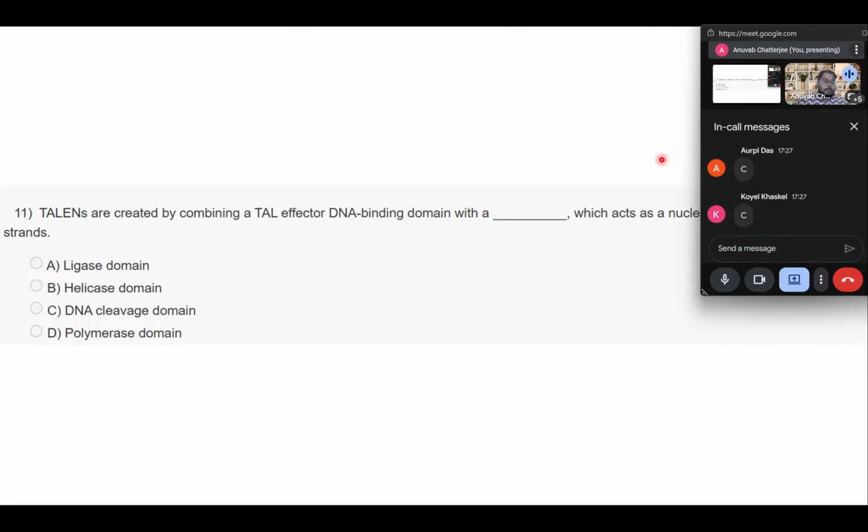You can put in what you think is the correct option in the chat. Okay, we have answers coming in. Chanda and Nivedita both say it is C, DNA cleavage domain.